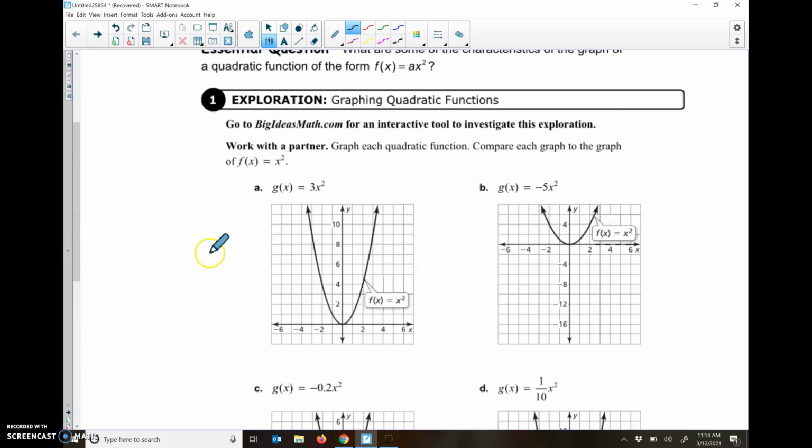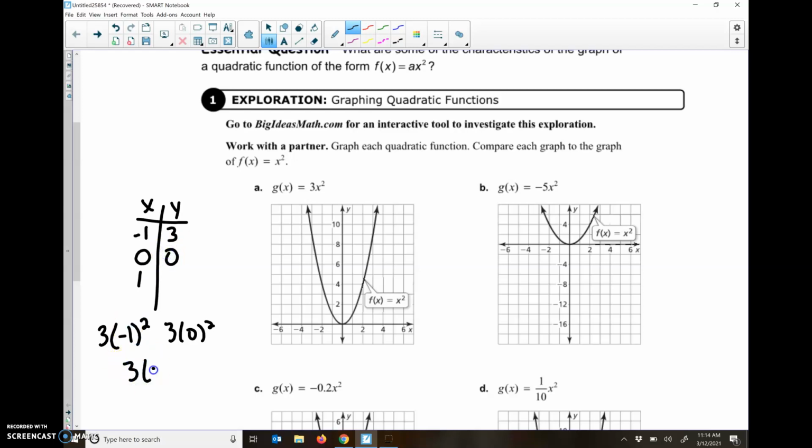So if you remember, these first couple want us to graph. So I like to pick the numbers -1, 0, and 1 for my x. So we're just going to plug those in. So instead of 3x squared, I'm going to do 3 times -1 squared. So -1 squared is 1, and then 1 times 3 is 3. And then same thing, we'll do 3 times 0 squared. 0 squared is 0. 0 times 3 is 0. And then for the last one, 3 times 1 squared. So 1 squared is 1, and then 1 times 3 is 3.